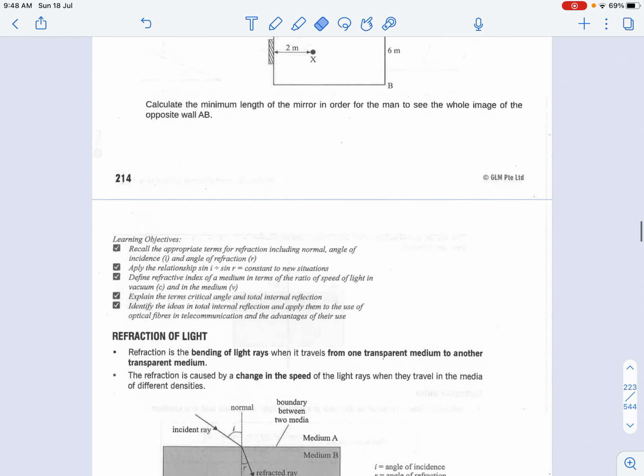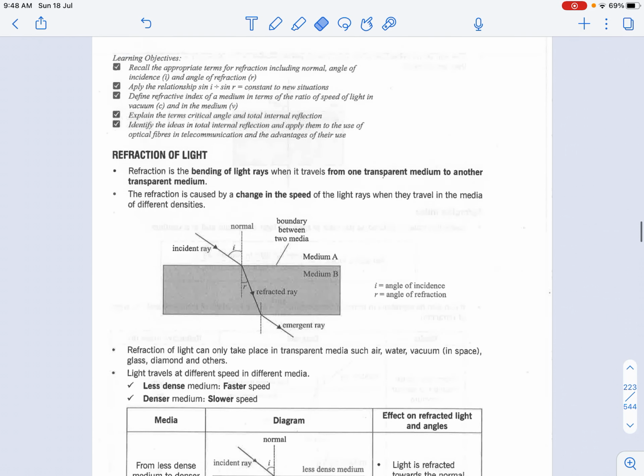Next, we'll be discussing reflection of light. So take the time to go and read through reflection, then we'll go into refraction.